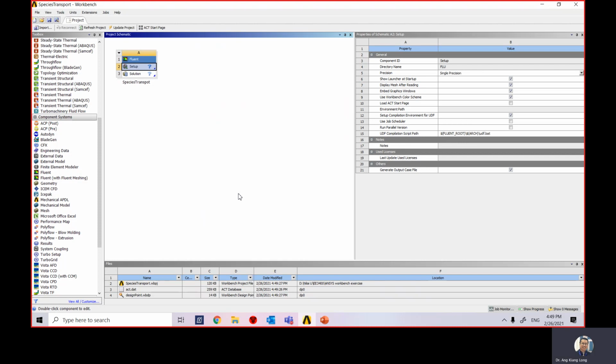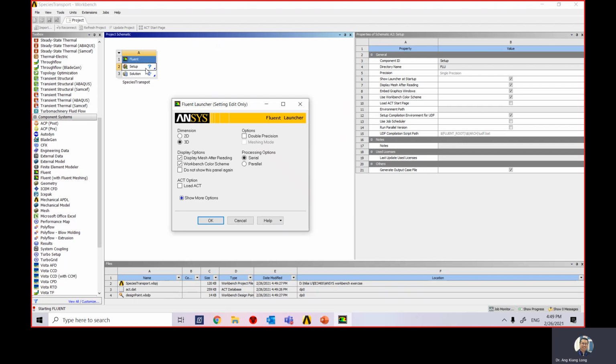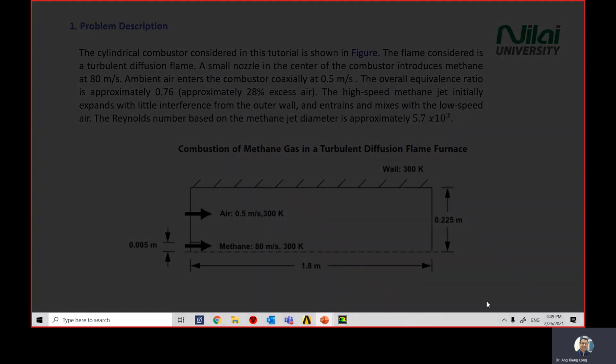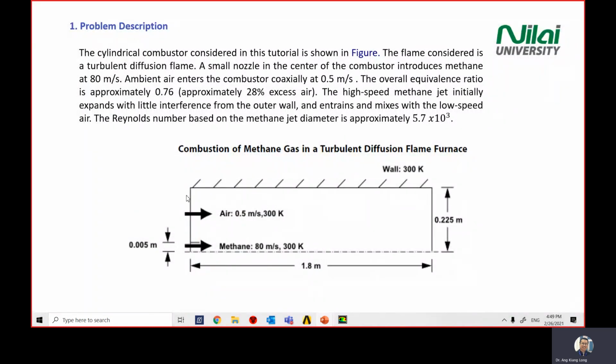Okay, so we are ready. You double click the setup. You call it the Fluent. In this case, because if you look at the combustor here, we have a symmetry, a cylindrical object, so we can cut it into half and then run it in a 2D scenario.